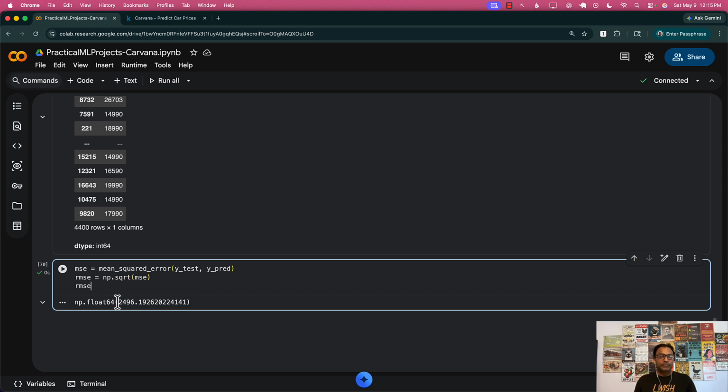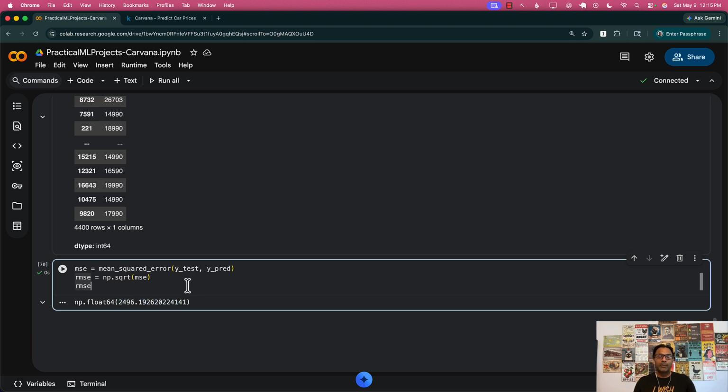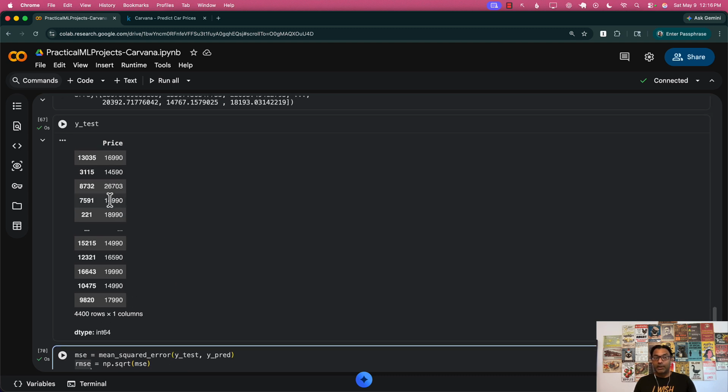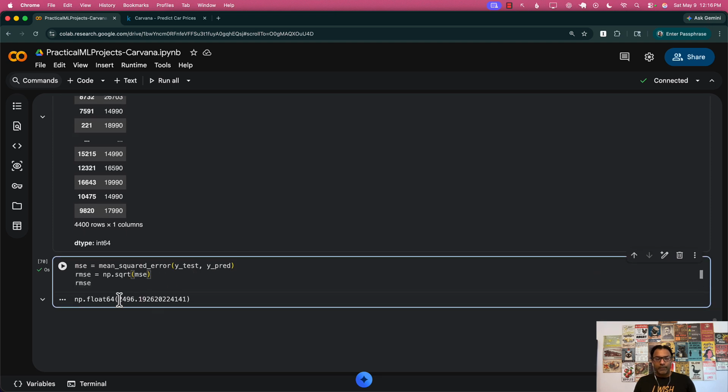Now, for $2,500 for our car, that's okay, right? I mean, the car is not like around $8,000. You can see the car values go up to like $26,000, even more. So $2,500 on average, it's okay, right?